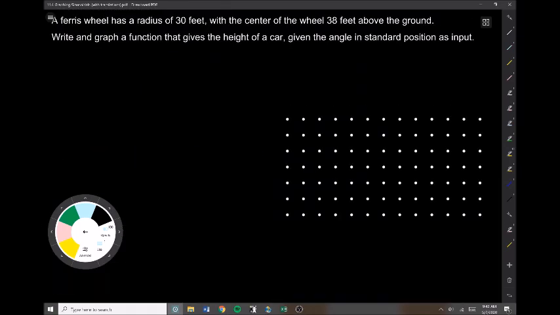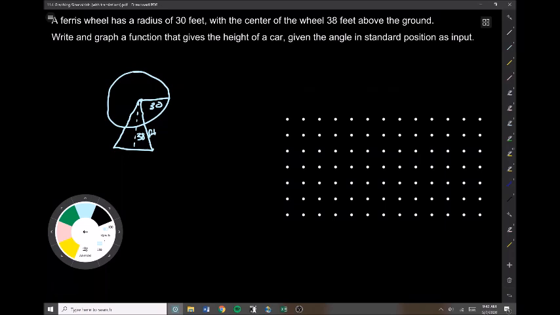Okay, here's our last problem, and kind of our first application type problem for this trig stuff we've been doing. A Ferris wheel, which is a nice old-fashioned ride at a carnival, has a radius of 30 feet. So this length here is 30 feet. The center of the wheel is 38 feet above the ground. So we are going to pretend like it's just sitting on a big pillar, and that this height right here is 38 feet.